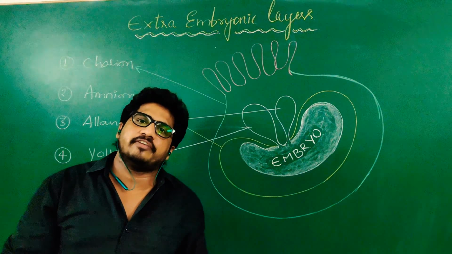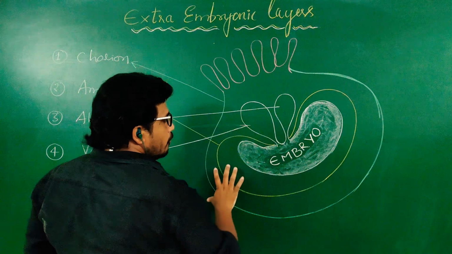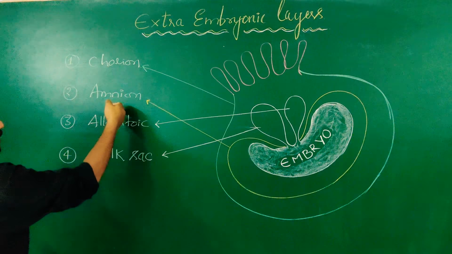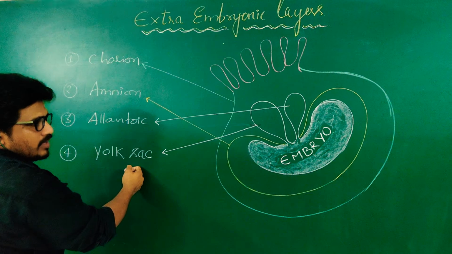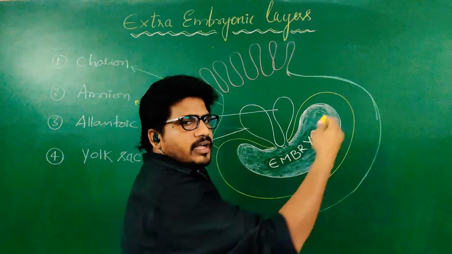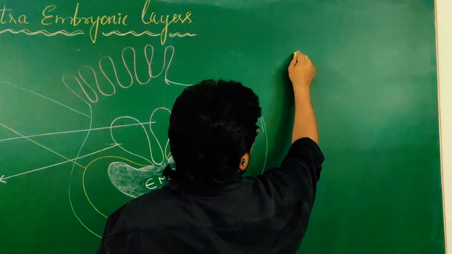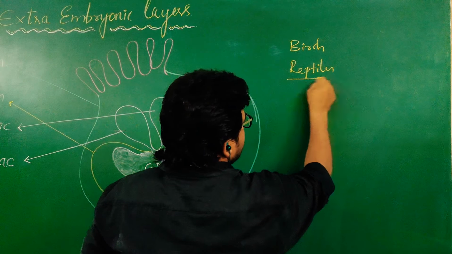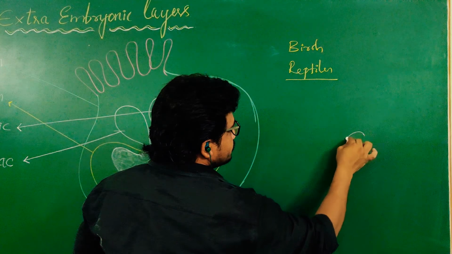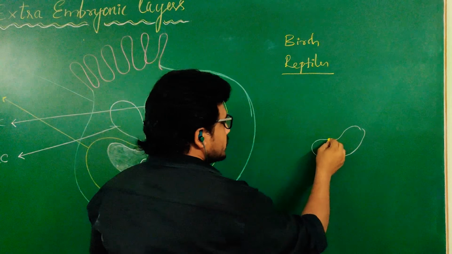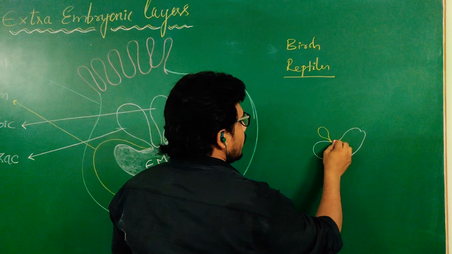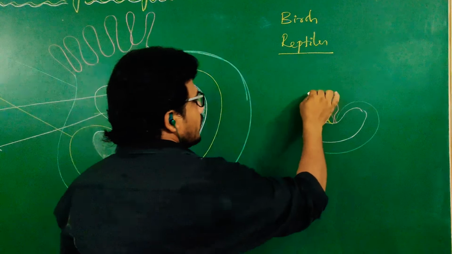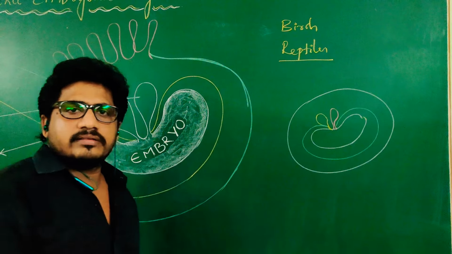Let us discuss the function of each one. This embryo is covered by four layers. Number one, the outermost one, is chorion. From exterior to interior, you observe chorion, amnion, allantois, yolk sac. If you see the same structure of the embryo in birds and reptiles, this is the embryo, this is the yolk sac, this is the allantois, this is the amnion, and this whole covering is the chorion.